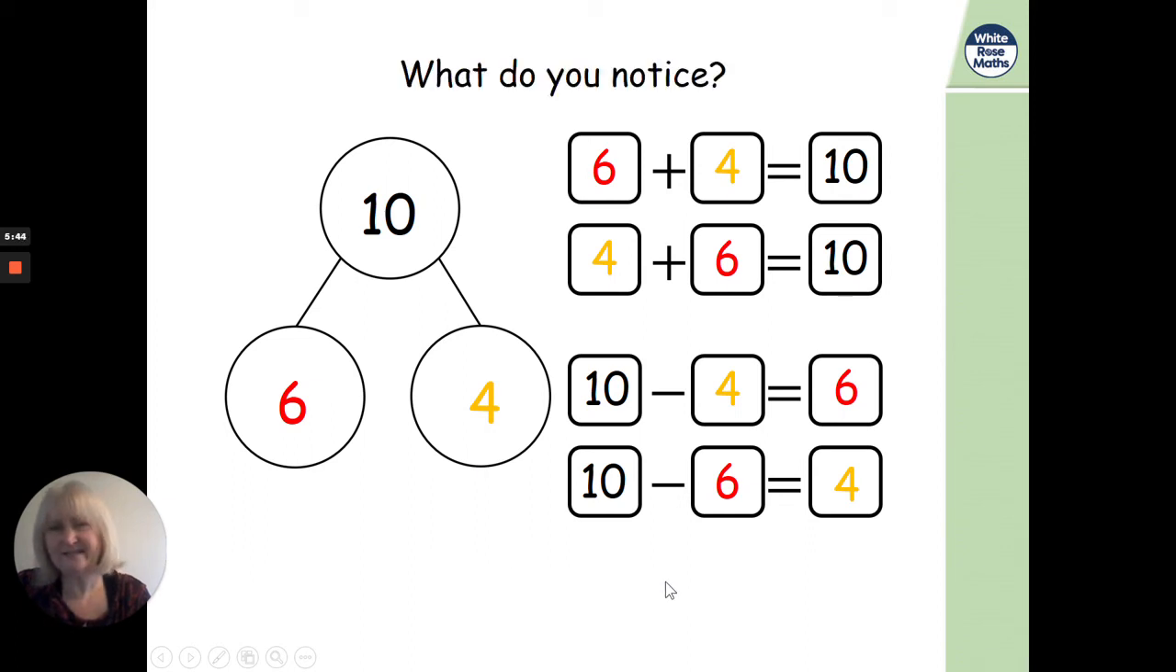What do you notice? Well done. You can see that the 10, the whole amount, is at the end of the first 2 facts, but it's at the beginning of the next 2 facts, isn't it?